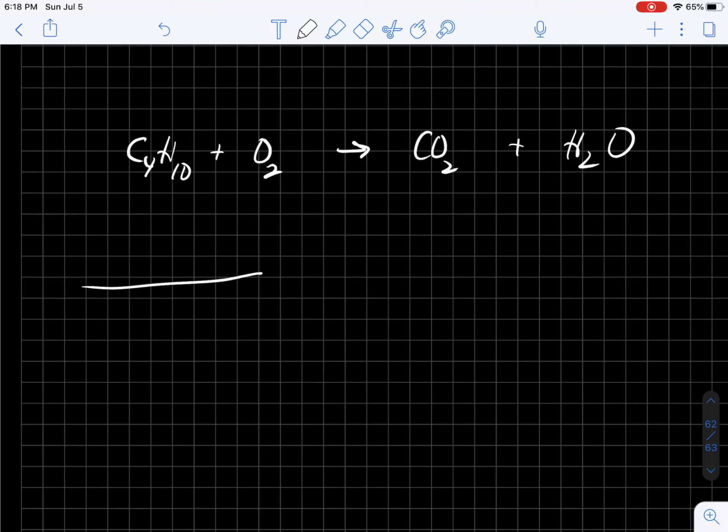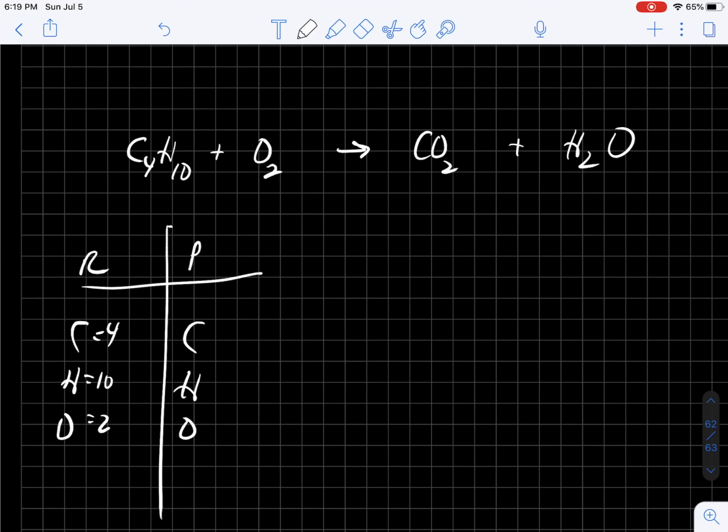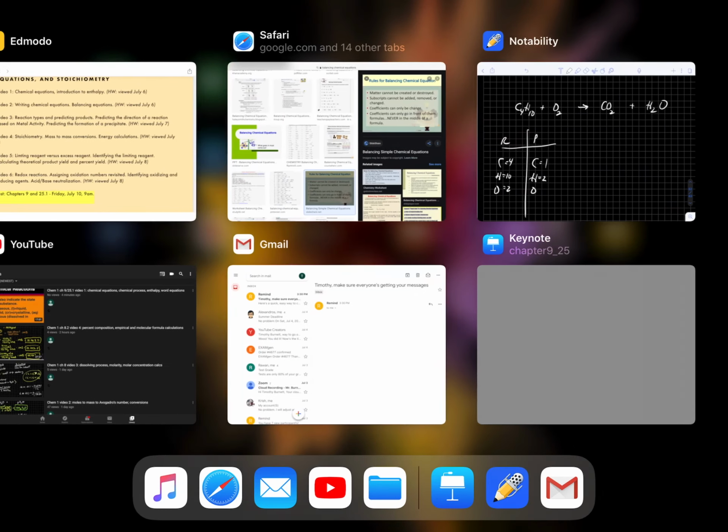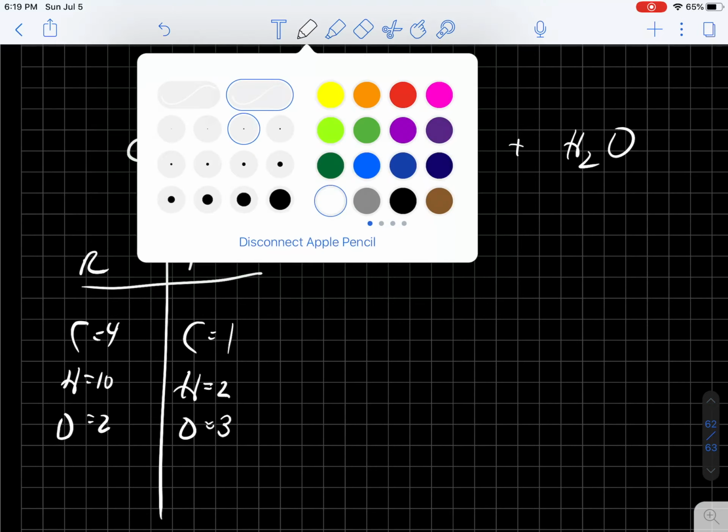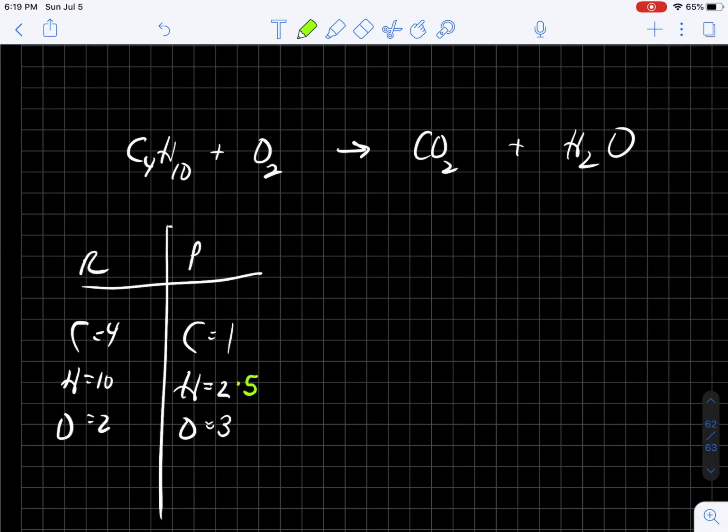Alright, another trick. Suppose you have this. Looks like almost the same thing. We do our inventory. Reactant side, product side, carbon, hydrogen, oxygen, carbon, hydrogen, oxygen. 4, 10, and 2. And then 1, 2, and 3. Okay. So again, we're going to follow our technique.